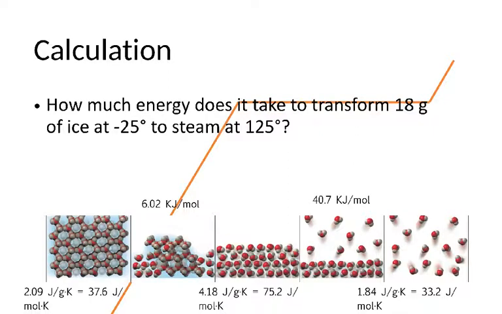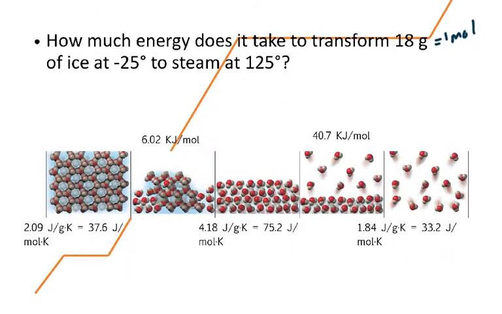So let's do a calculation here. How much energy does it take to transform 18 grams of ice, which is 1 mole, at negative 25 degrees Celsius to steam at 125 degrees Celsius? We're going to have to use these numbers here on this slide. So the first thing we have to do is heat up our ice.